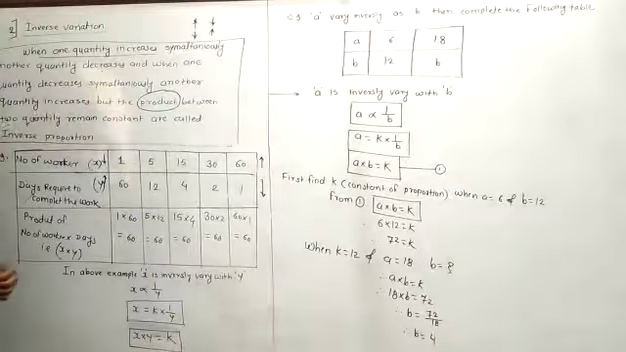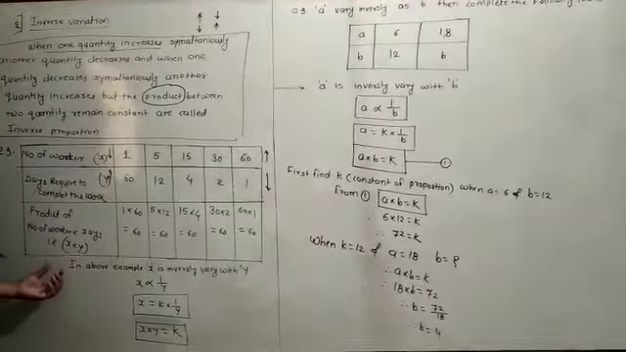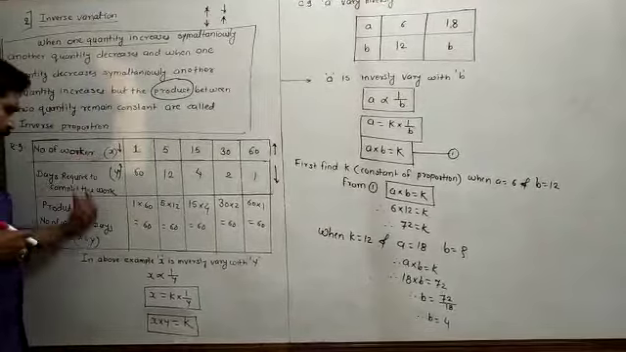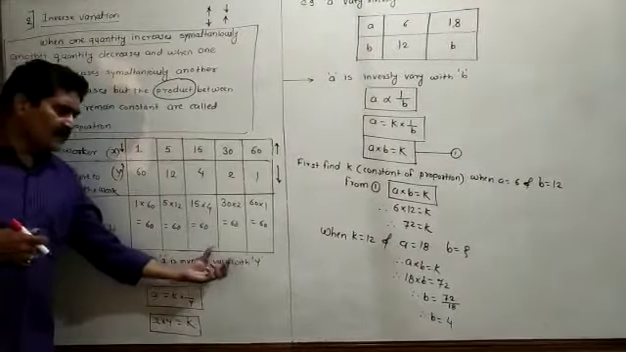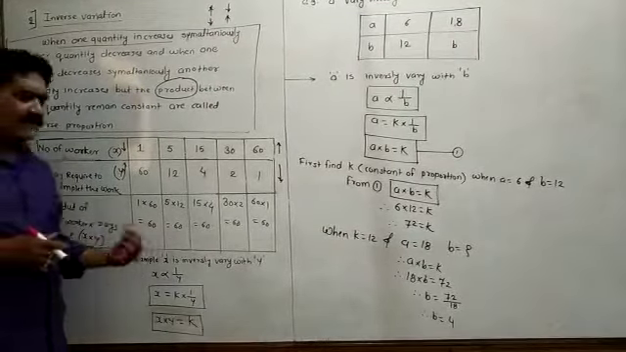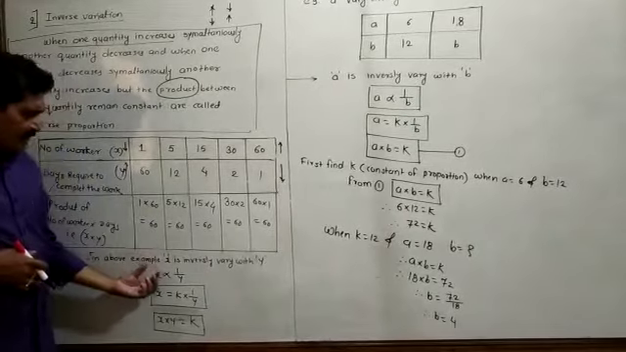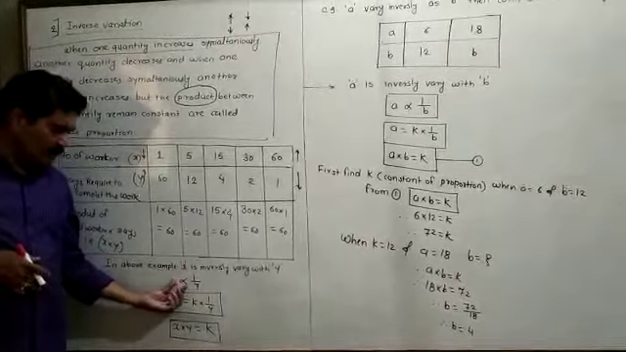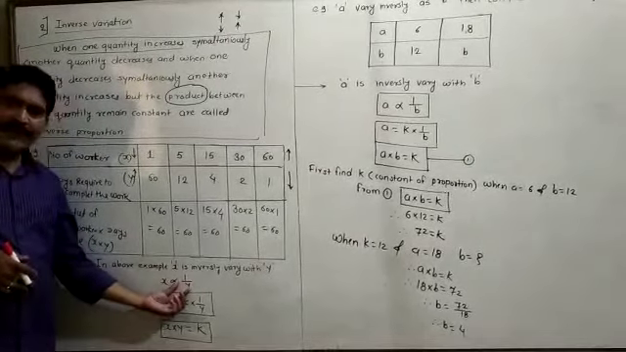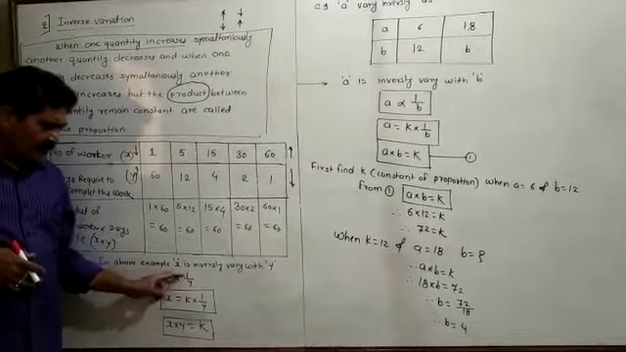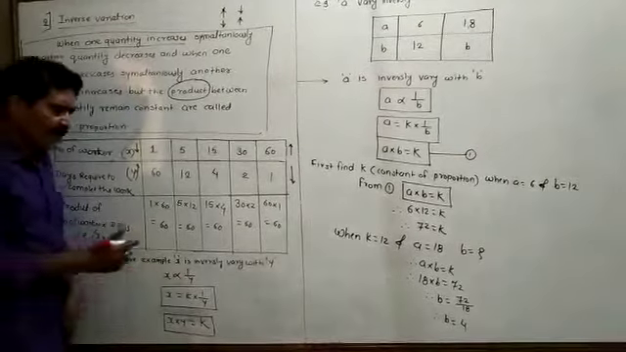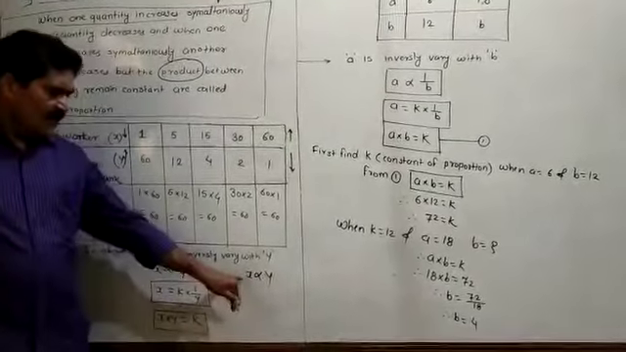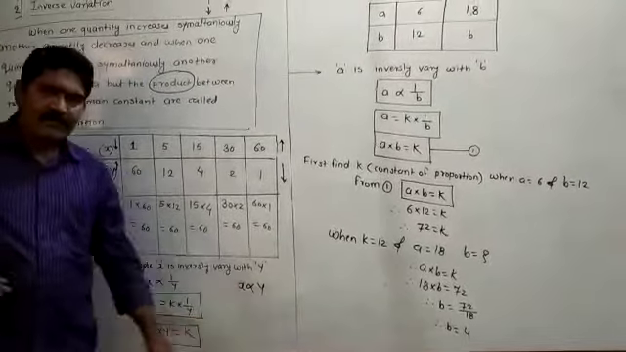In the above example, x varies inversely with y. That means x is inversely proportional to y. I will give the proportionality sign and say x is inversely proportional to y. Inversely proportional to y means 1 upon y. If you write it like this, then you will say that x is directly proportional to 1 upon y.